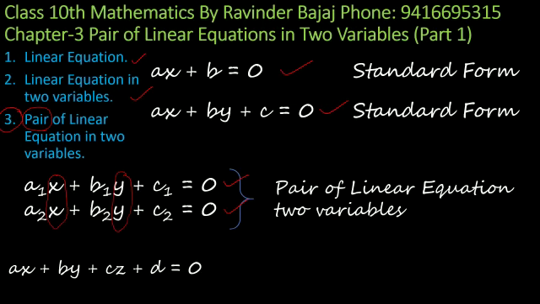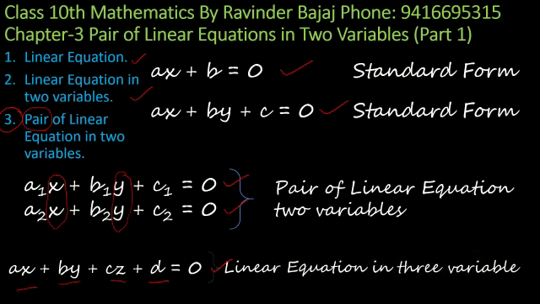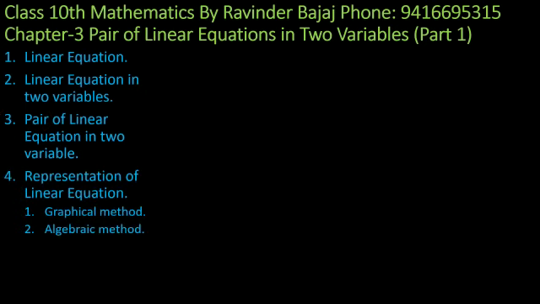This is one more example: ax plus by plus cz plus d is equal to 0. Here three variables are there, x, y and z. So it is called a linear equation in three variables. Now if you want to solve a linear equation in three variables, how many equations do you need? You need three equations where x, y, z must be the same and a, b, c, d, these real numbers, can be different in all three.